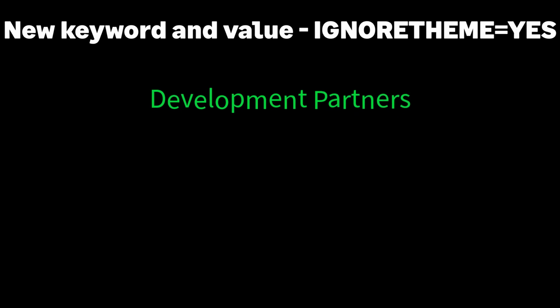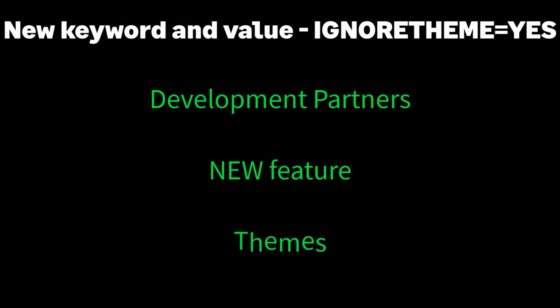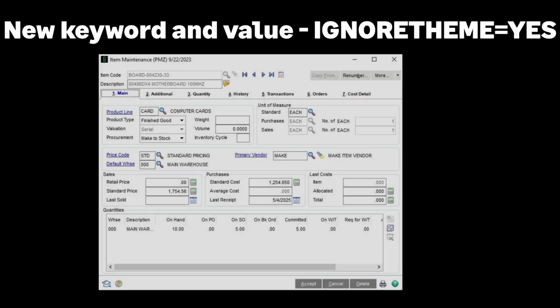For our development partners, we have a new feature for you to use with the implementation of themes in Sage 100. As you know, each button on an application screen is characterized as either a primary button or a secondary button. You can now override attributes for primary and secondary buttons. Let's discuss how we would do that.